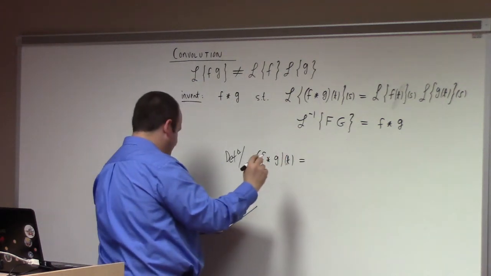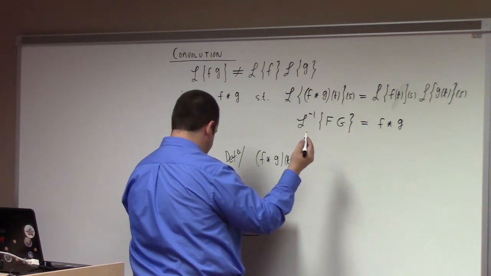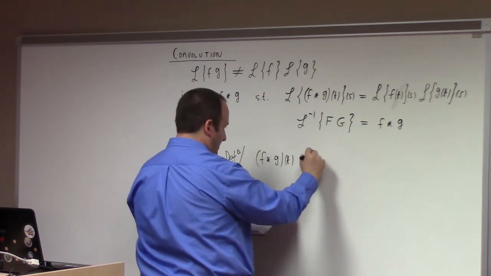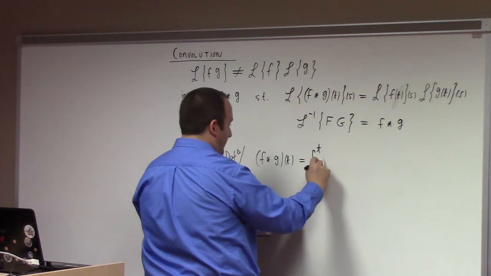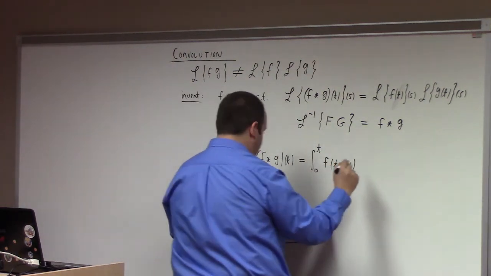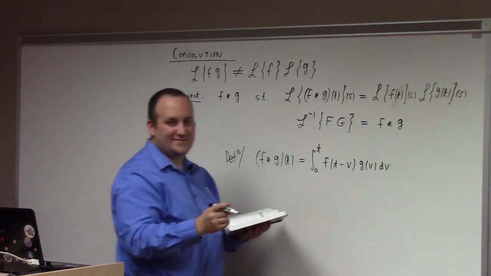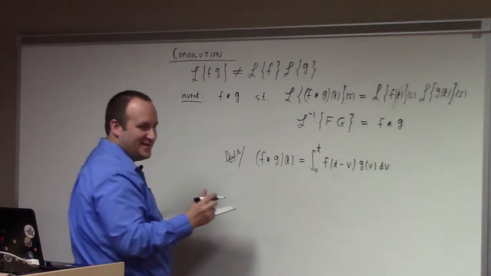is the integral from 0 to t of f of t minus v, g of v, dv. That is not what I wrote in the break.